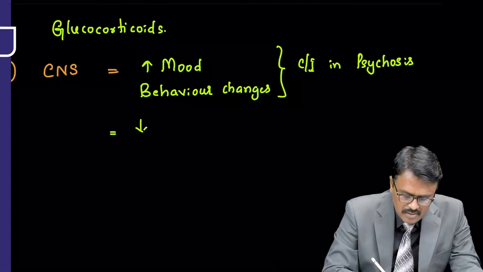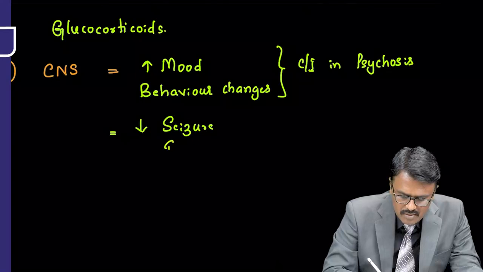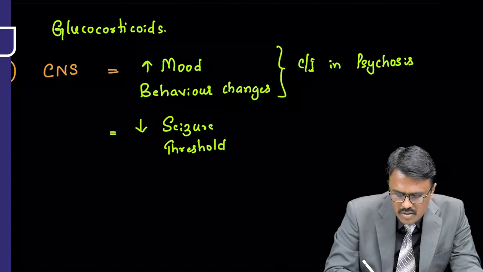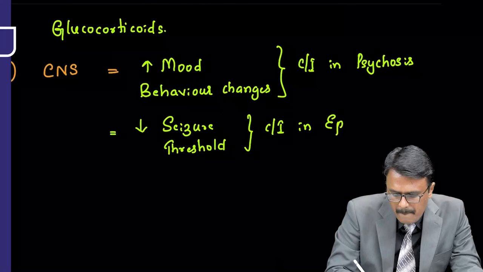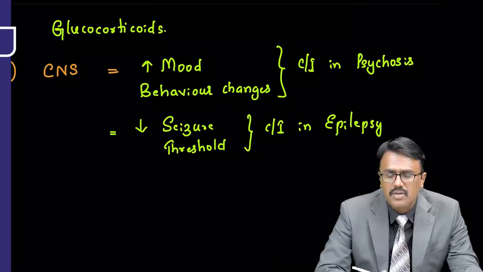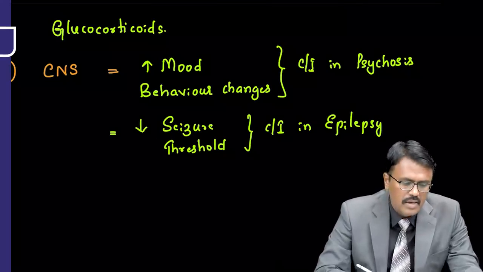Second, they decrease the seizure threshold. So which patients should you not give them to? They are contraindicated in patients with epilepsy. So they are not used in a patient with epilepsy because they decrease the seizure threshold.